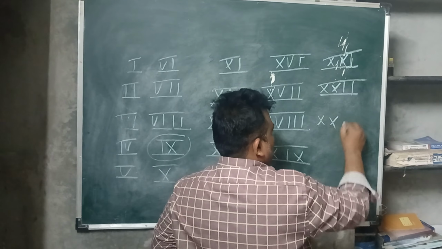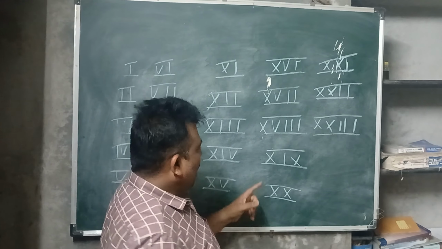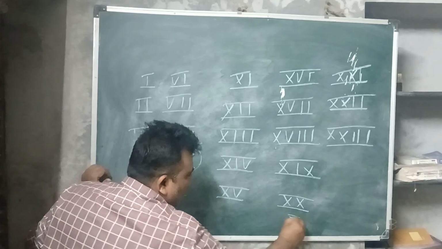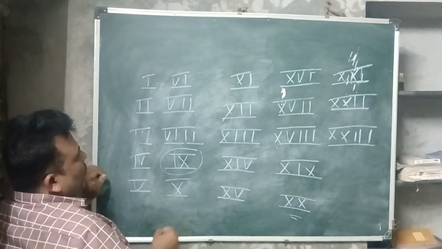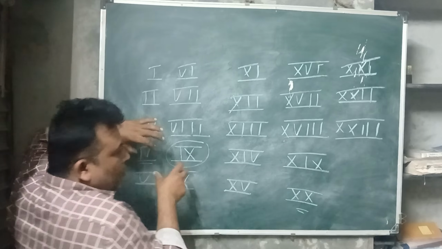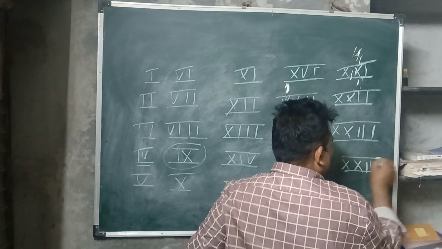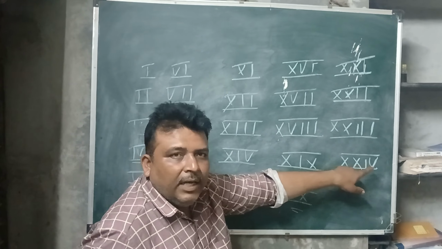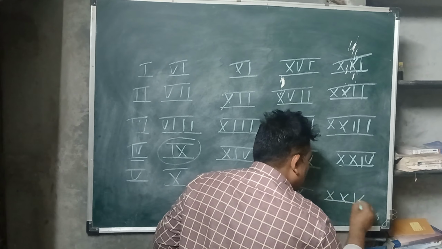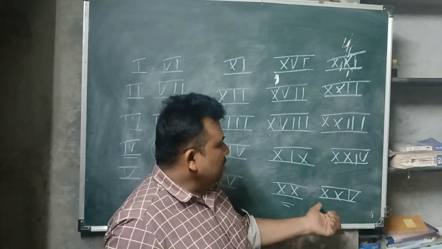This is 20 and 3, so this is 23. And if I want to write 24, what will I do? This is your 20 and this is 4. So if I take them together, this will be 24. Okay. Then this will be 25. Is that clear, guys? Okay.